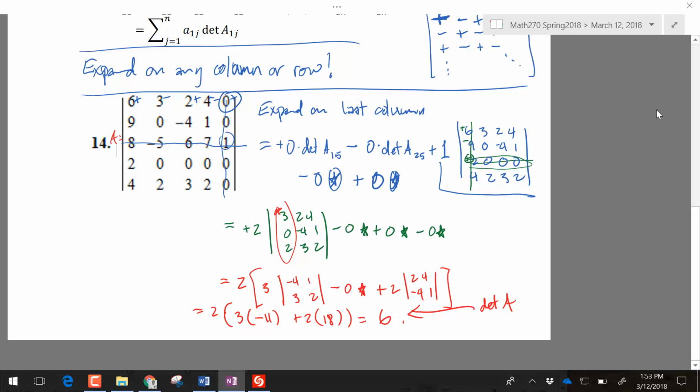And this is 6, which is not equal to 0, which means, and we haven't stated this yet as part of the theorem, that this matrix is invertible. You can invert it. It also means the column spaces, row spaces, null spaces, and all the other stuff that we just learned.